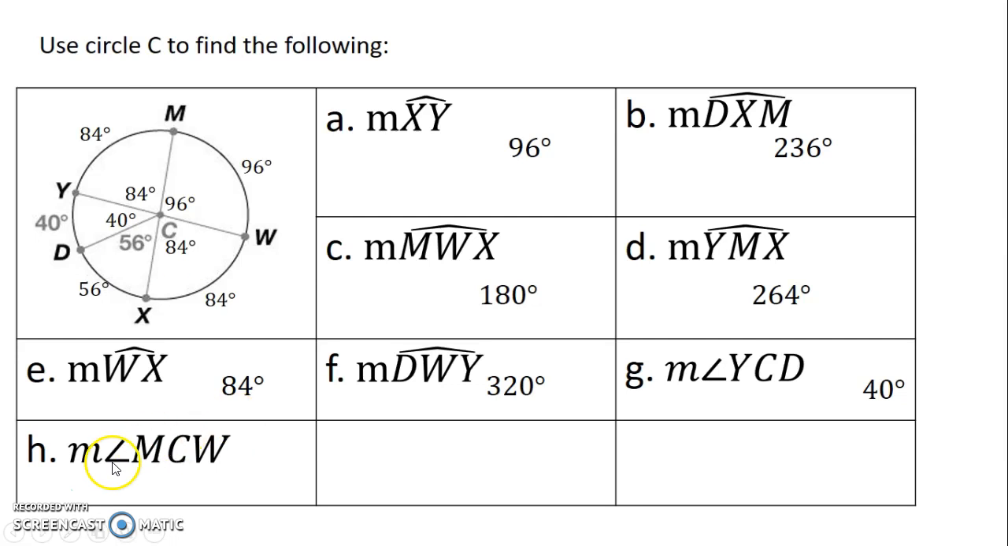And then the last one is another angle, MCW. And again, our picture is labeled, so it's pretty quick to figure out that is a 96-degree obtuse angle.